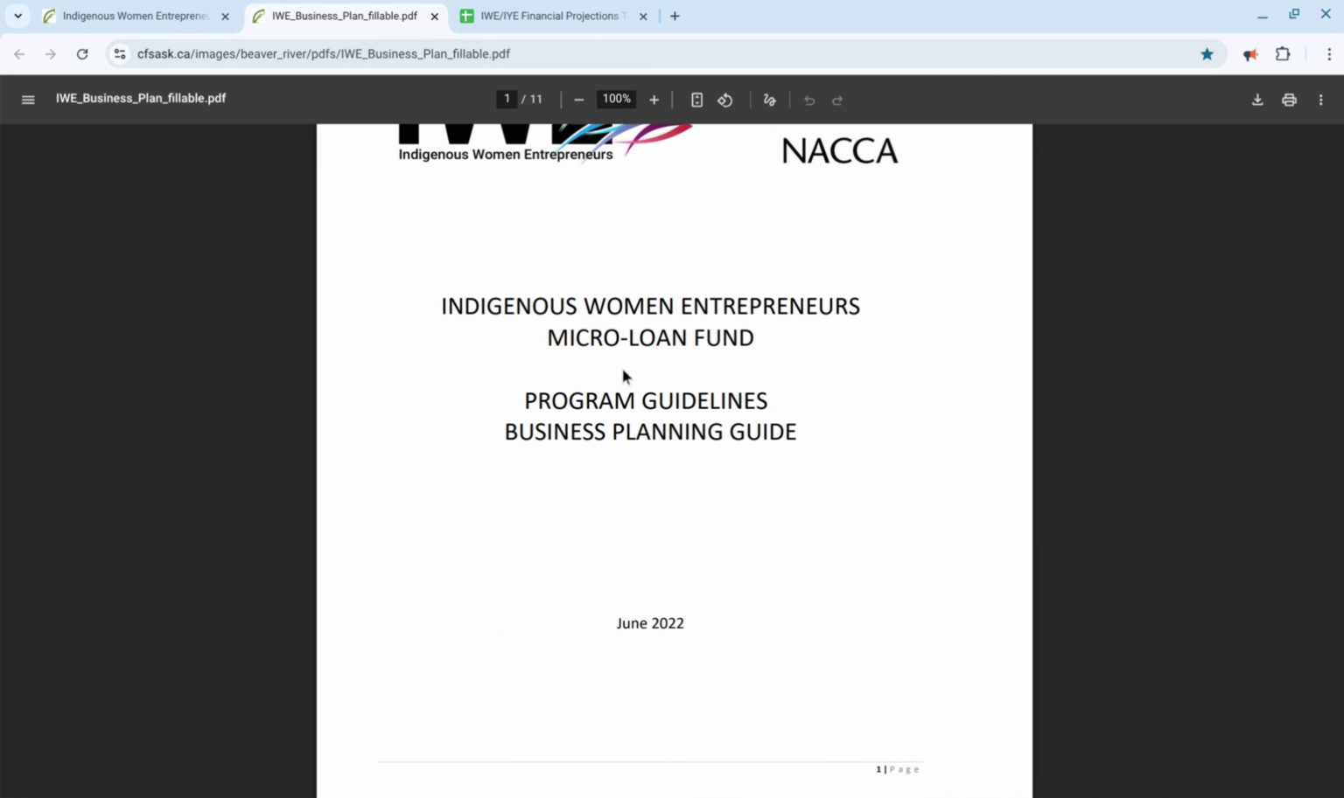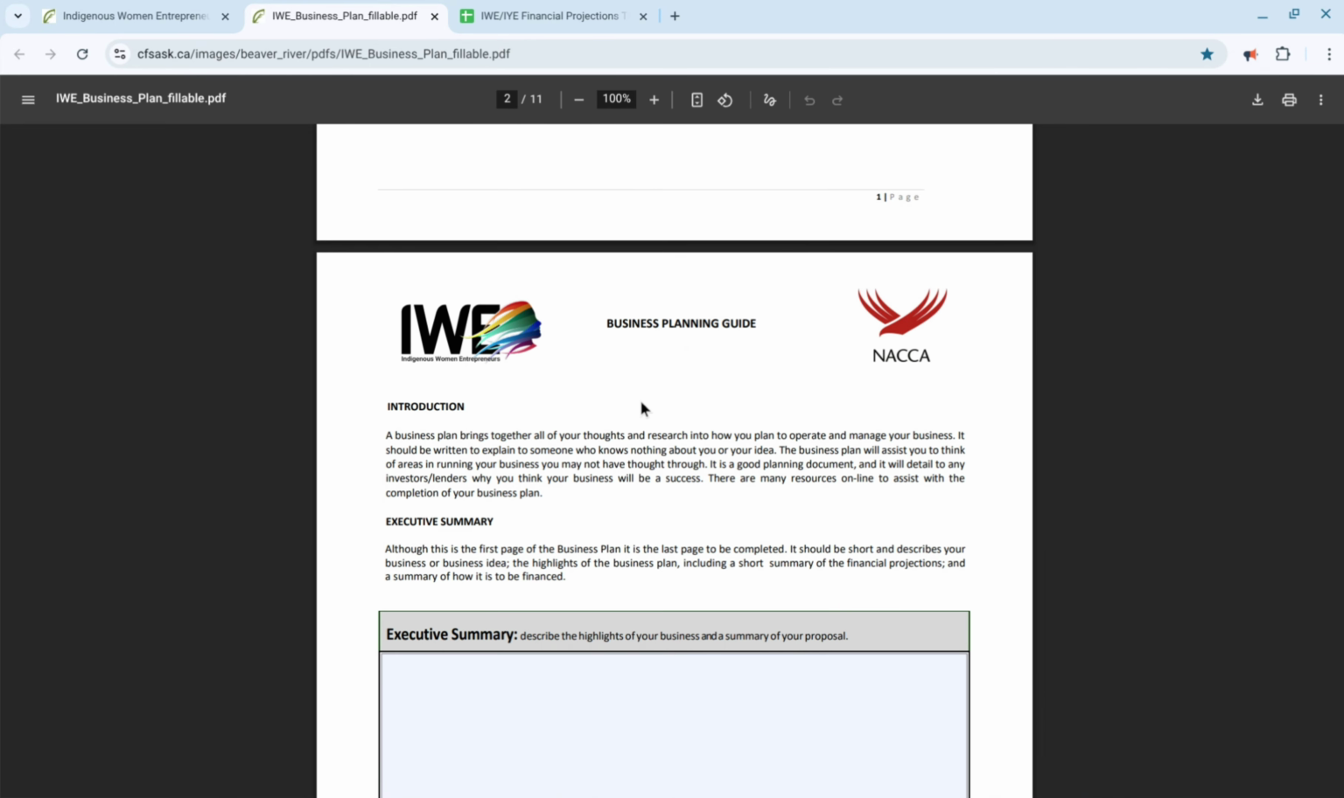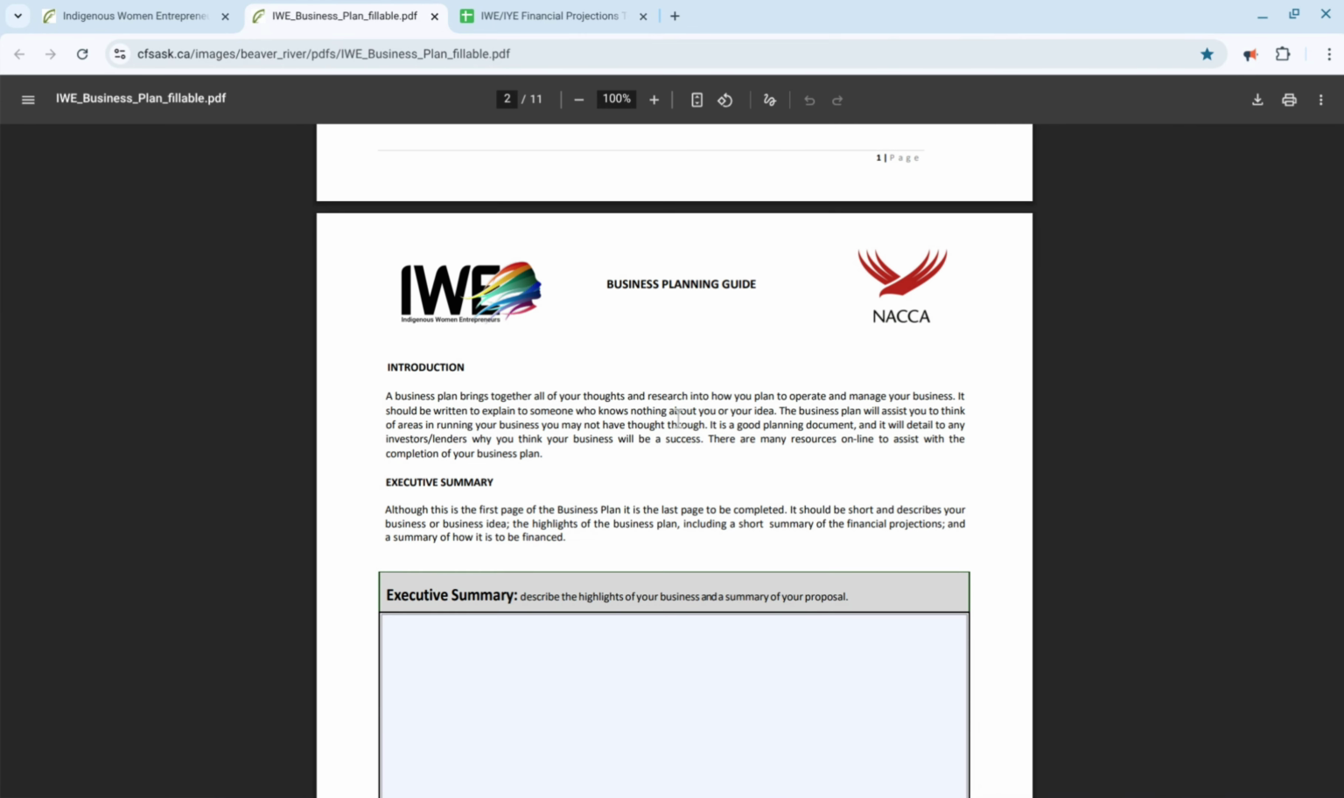Once you're on this PDF, you can just scroll down here. This is just like the introductory title page. Scroll down to page 2 and make sure you read the introduction section thoroughly, and then you can move down to the executive summary. It says, although this is the first page of the business plan, it is the last page to be completed. It should be short and describes your business or business idea and the highlights of the business plan, including a short summary of the financial projections and a summary of how it is to be financed.